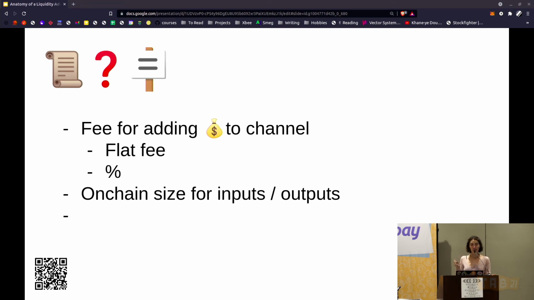With Liquidity Ads, Hart is going to be putting money into a channel. In Bitcoin, in order to put money into an on-chain transaction, there are going to be inputs that Hart has, like UTXOs that Hart is spending on this transaction. Anytime you include an input on a transaction, there's a cost associated with that. You have to pay on-chain fees for any data that you put on an on-chain transaction.